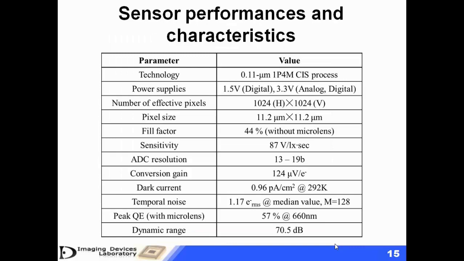And this is the sensor's performance and characteristics. Almost all the parameters we already mentioned. The sensitivity is 87 volts per lux second, and the dynamic range is 70.5 decibels. It's enough for a scientific image sensor, I think.